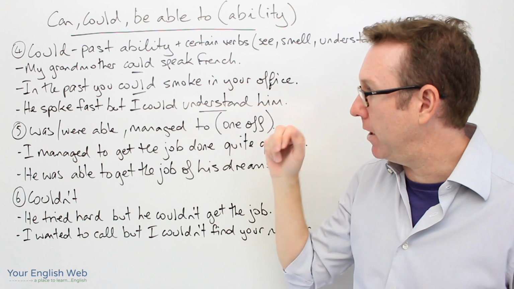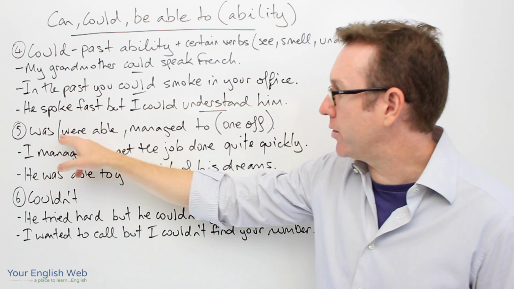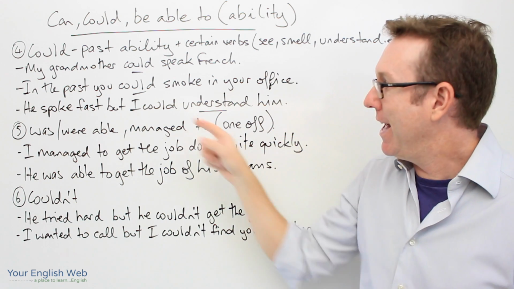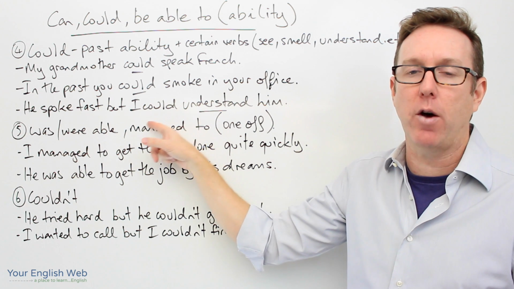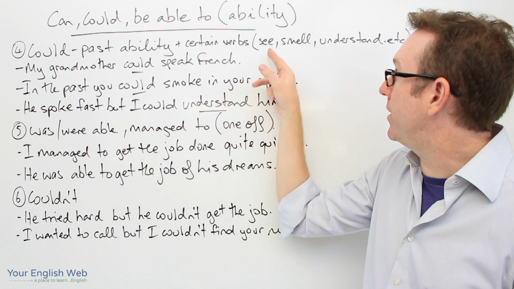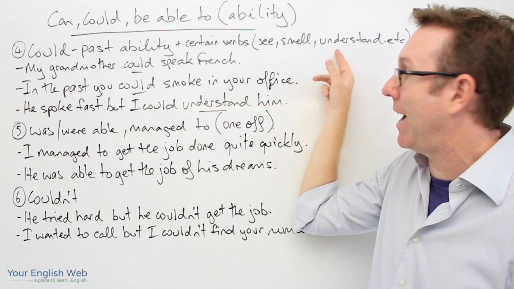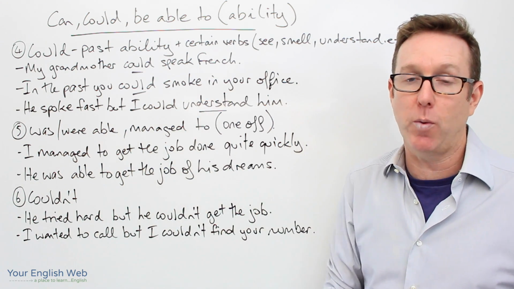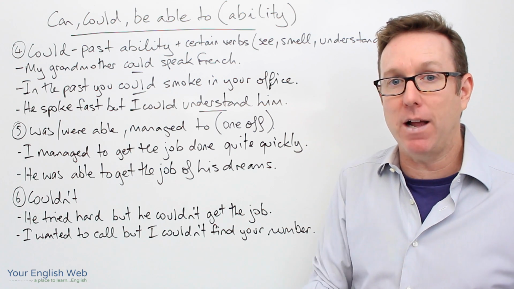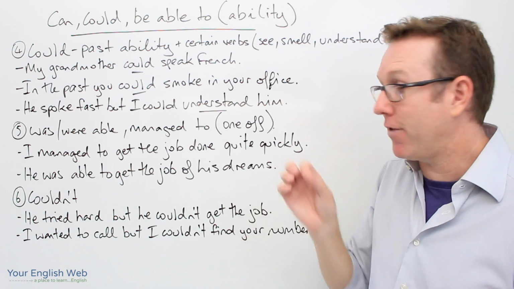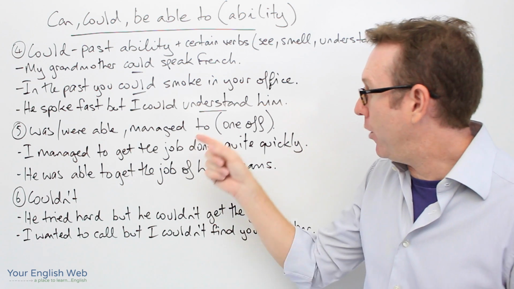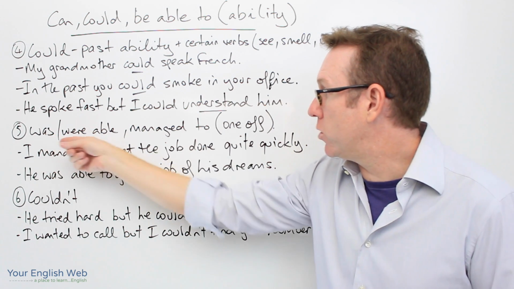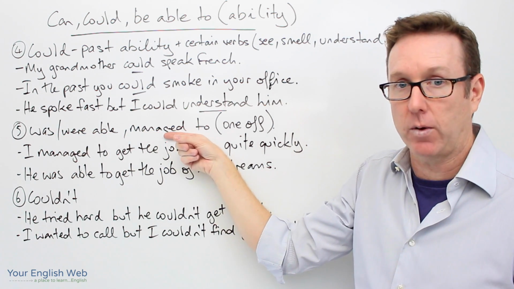Now, I'll explain this in a minute, but the next example is was, were able, and managed to for one-off situations. Now this here technically is a one-off situation, but when we use these particular verbs, see, smell, understand, plus a few others as well, okay, we can use could. So we could say could see, could smell, could understand, okay, even though it's a one-off situation. But normally in a one-off situation without these verbs, we need to use this or this, okay?